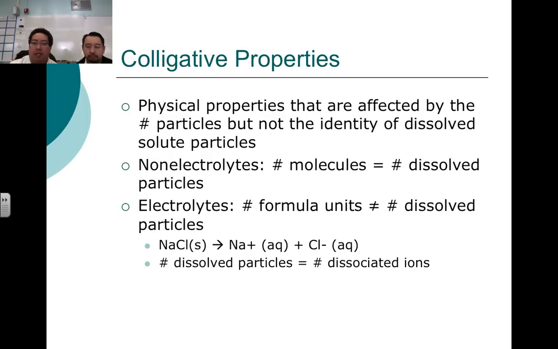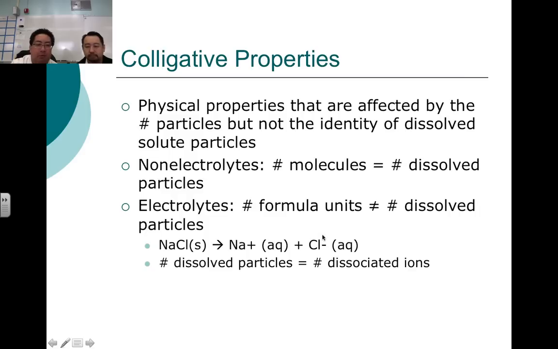What are colligative properties? These are physical properties of solutions that are affected by the number of particles but not the identity of the particles themselves. So when we're talking about physical properties, we're talking about things like boiling point and freezing point. The only thing that matters with respect to the solute particles themselves is how many will actually form in solution.